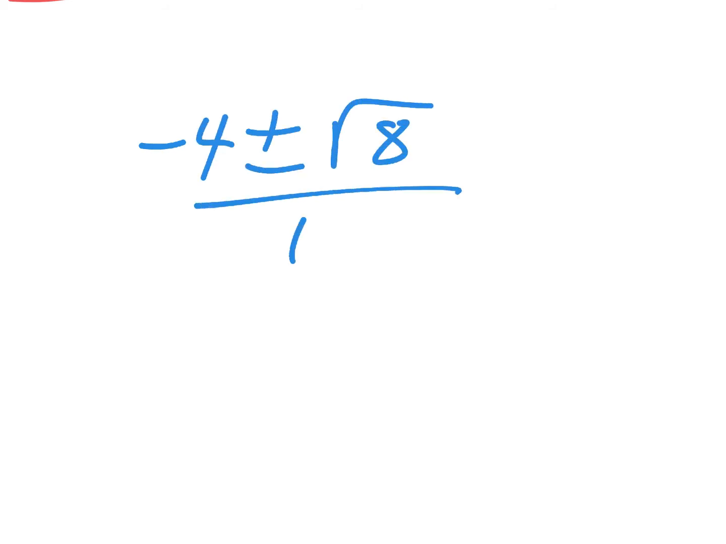All right, so the next one to practice was like this. Everybody try this one. Negative 4 plus or minus the square root of 8, all over 6. This is definitely one of the top 3 hardest questions. So let's say you just did x equals negative b plus or minus square root of b squared minus 4ac, all over 2a, and you had this when you were done.